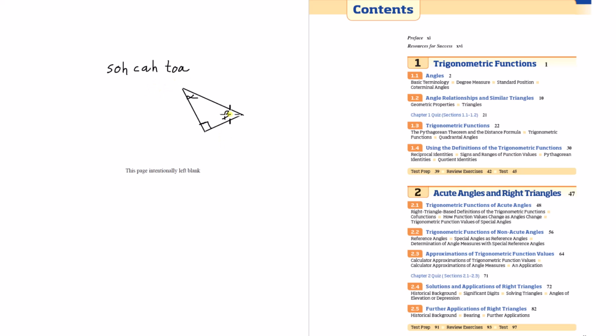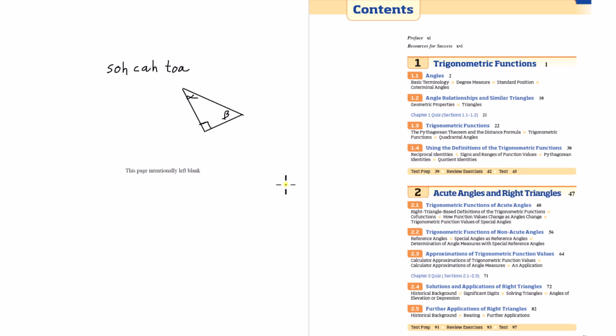That's what you do. You come to the angle you're interested in, and sine is opposite over hypotenuse. Cosine is adjacent over hypotenuse. Tangent is opposite over adjacent. And you would do the same thing if you were working with this angle. Sine is opposite over hypotenuse. Cosine is adjacent over hypotenuse. Tangent is opposite over adjacent.